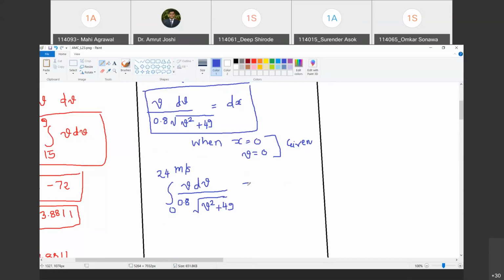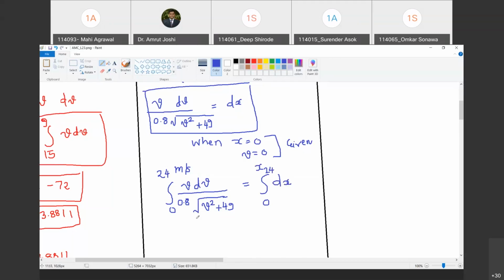This must be equal to, corresponding to zero velocity, what is the position? Position is 0. Do you agree with me? Yes, sir. Then corresponding to 24 meter per second, what will be the position? It will be the position corresponding to velocity equal to 24. Do you agree with me? Yes, sir. So I am calling that x24, that means the position when velocity is 24 meter per second. Are you with me? Yes, sir. And this is dx.